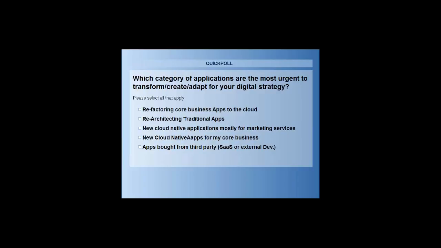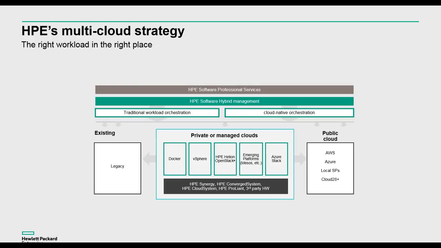And we'd like to invite all participants to take a moment to review the question in our poll. Which category of applications are the most urgent to transform, create, or adapt to your digital strategy? Core business applications, traditional applications, native applications, or new cloud native applications for the core business, or even applications bought from a third party. So we'll just take another 20 seconds to get a sense of which applications you feel are the most urgent for your digital strategy. Okay, we'll take another 10 seconds for people to register their votes, and we'll compare the results in just a few seconds then.